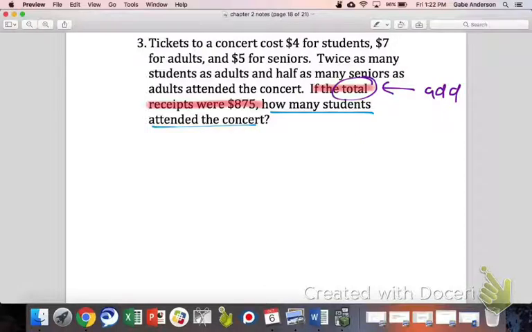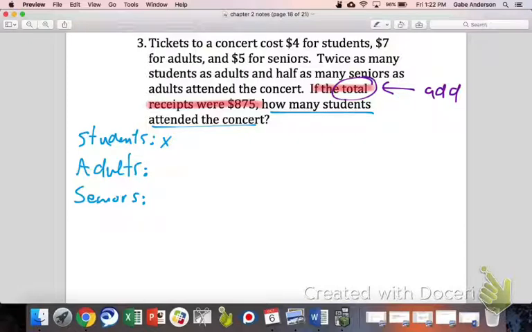attended the concert? And I'll just let you know there's a number of ways we could set this up. What I'm going to do, off to the side, just to be consistent, is say that the number of students that attended was X, because that's an unknown. No idea how many. I just know that it's something I'm supposed to figure out. So in math, we usually make that a variable. But then we need to express the number of adults and the number of seniors. So I'm going to put number of adults right here and number of seniors right here.